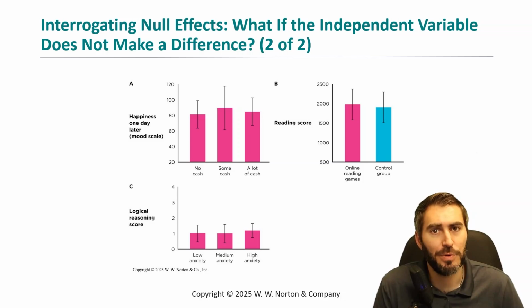Other times, when there's a null result, it's because the study wasn't designed or conducted properly. So the independent variable actually did have an effect on the dependent variable, but some obscuring factor got in the way of the researchers detecting this difference. There are two types of obscuring factors. One, there might not have been enough difference between the groups. Or two, there might have been too much variability within the groups. Let's look at each of these types in detail.